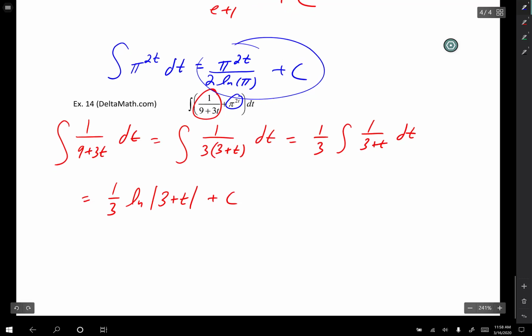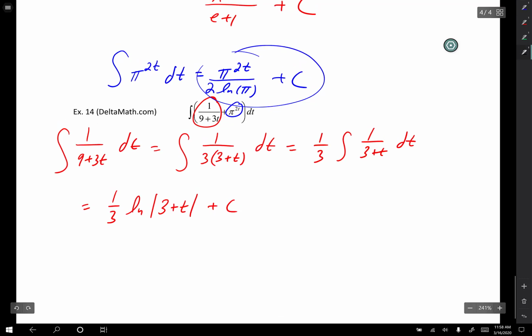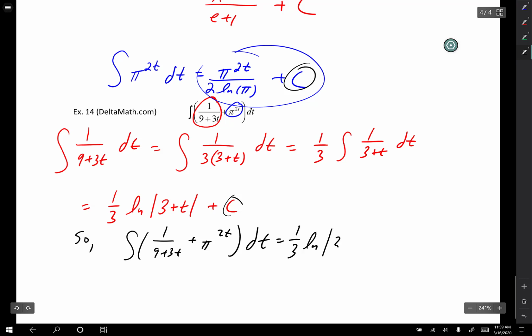All right, so let's put them together, guys. I'm going to do it in black. So putting them together, the integral of 1 over 9 plus 3t plus pi to the 2t. We only need one c when we do this, so there's no reason to add both of these, just have one of them. So 1/3 ln, absolute value, 3 plus t, close it, plus pi to the 2t all over 2 ln of pi, plus c.